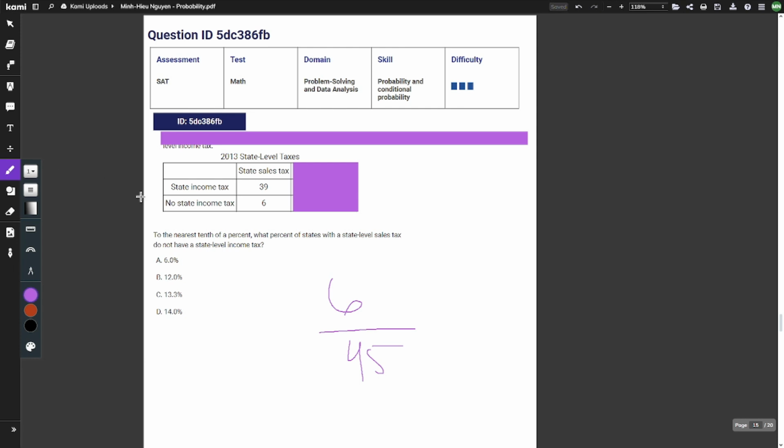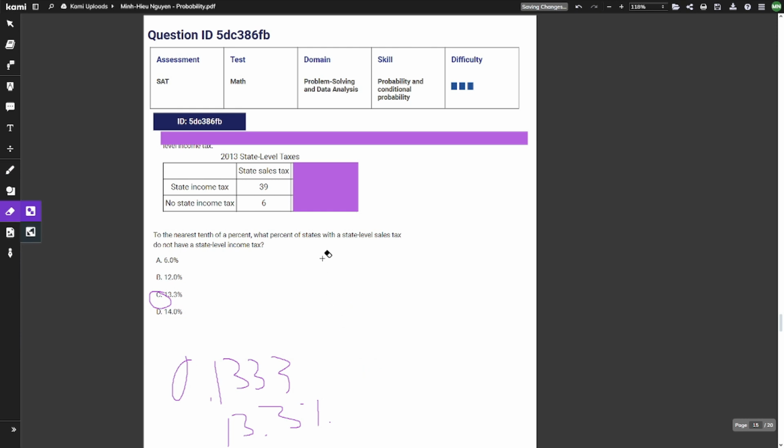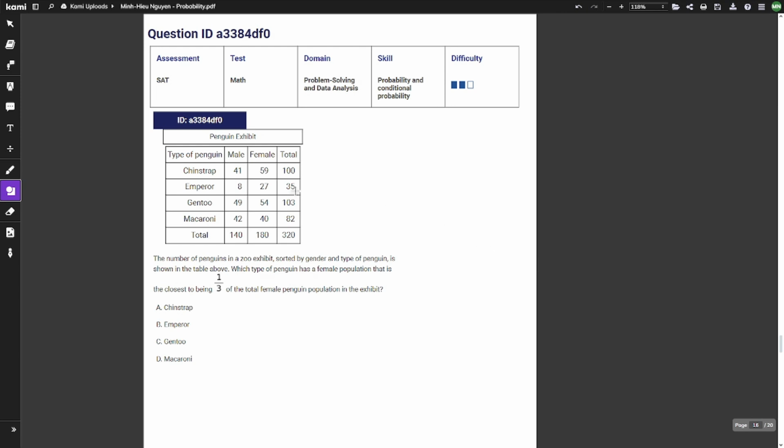0.133. Okay. So nearest tenth. So that's going to be what? If it's 0.1333, that's 13.3%. So our answer is C. Now I'm not going to lie, I didn't understand a single thing I read, but just with what you got from here, you can start crossing things out in the table, and then you'll be able to get the answer just fine. Question number 16.